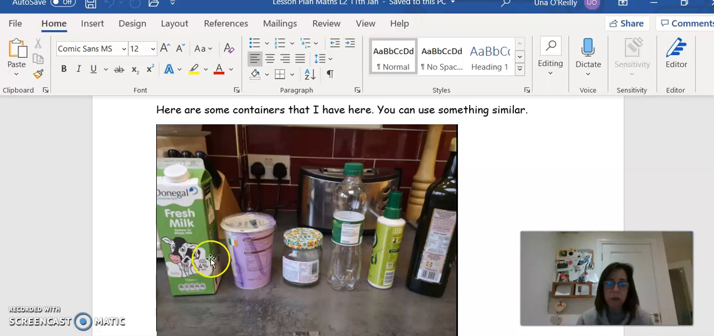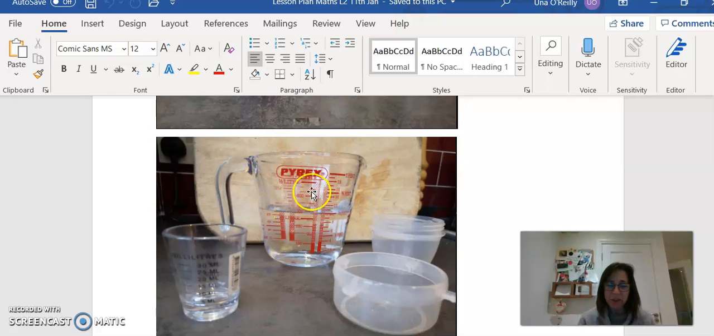So some of them are food containers. You can see milk, yogurt, jam, water, oil, more oil, and then some measuring ones, a measuring jug and this little small measuring glass that I have, and also just some random containers. You can try and guess how much water that you will get in each of those, and then if you have a measuring jug you can go and measure it and see if you're right.